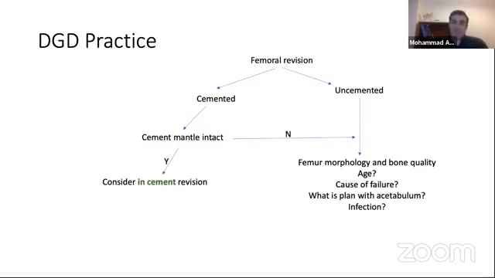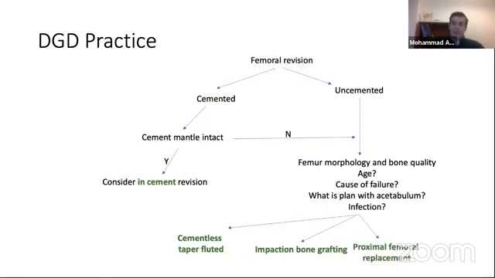What is the patient age? What was the cause of failure? What is the plan with the acetabulum? And whether there was infection or not. So we can go with a cementless taper fluted implant for an older patient with supportive diaphysis. We can go with impaction bone grafting for a younger patient to preserve bone, but you wouldn't go for that option when you are doing a big job on the socket side. You can go for a proximal femoral replacement for an older patient with an unsupported femur who is not expected to outlive the implant. Or you can go for an uncemented long stem with a locking option for an older patient with an unsupported diaphysis who is expected to outlive a proximal femoral replacement.